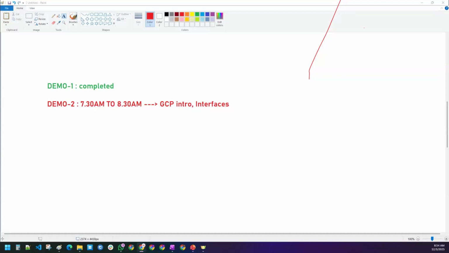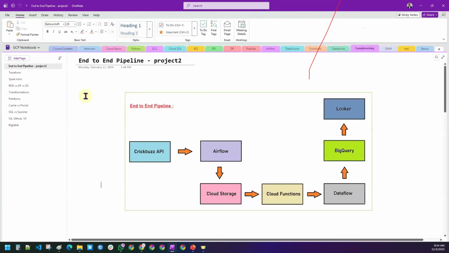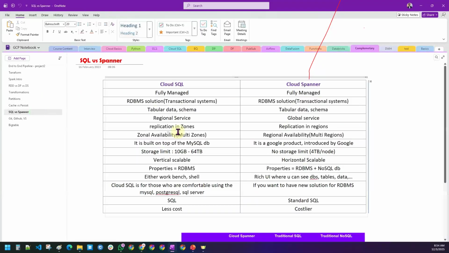Part of this Cloud SQL, are we going to cover Spanner as well? So one is that under Cloud SQL, do we cover Spanner? No. Cloud SQL is different, Spanner is different. Cloud SQL is mostly used, but I'll give you some idea of what Spanner is. I used to cover Spanner also, but people are not using it. That's the reason we stopped it. But you get some idea about what Spanner is.